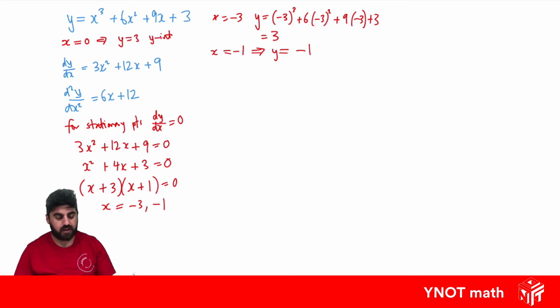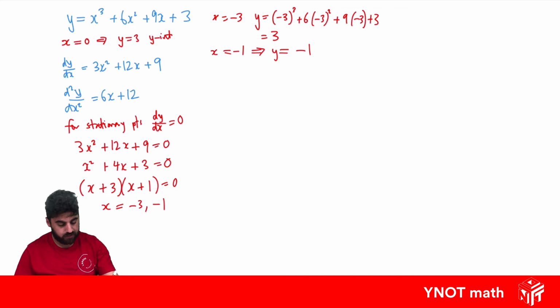So now we've found our stationary points, but we need the nature of them, and we can use either the first or second derivative to determine the nature. You could do the table and check either side of the stationary points with the first derivative and check the gradient, or you could use the second derivative to determine the concavity at these points to tell you if it's a maximum or minimum. We're going to use the second derivative. So all we need to do is sub in those points in the second derivative.